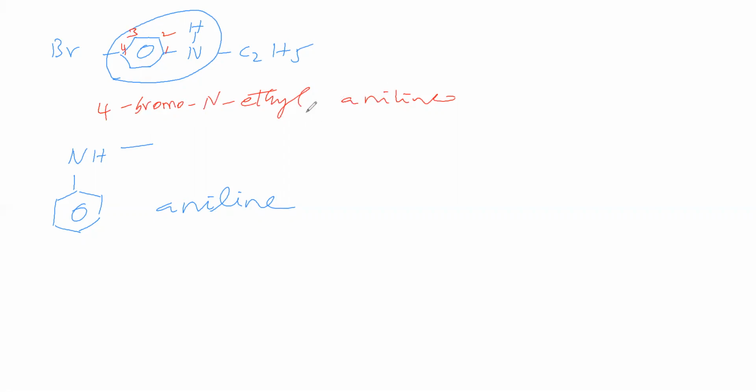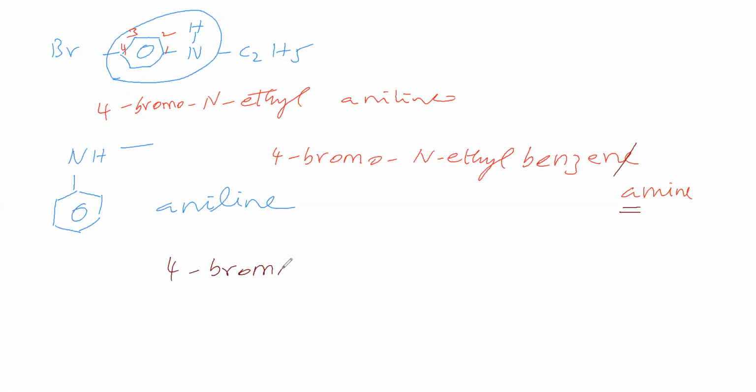What is another name for this compound? This bromine we will say as it is, 4-bromo, and N-ethyl also as it is. Now this alone, if you see, is benzene, so we will write benzene, and this functional group name is amine. In amine the first letter is a vowel sound, so drop this E. So the name is 4-bromo-N-ethylbenzenamine.